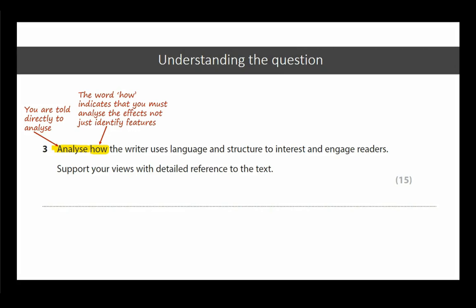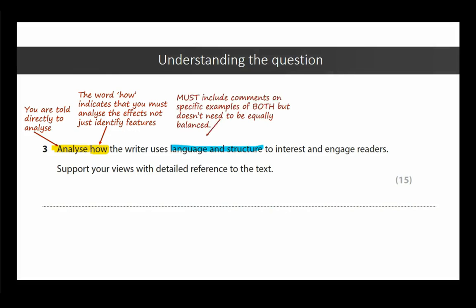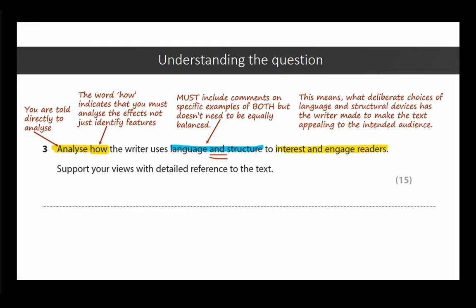not just identify them. We then get this key term in these questions reminding you to comment on language and structure. Remember, you must do that to get more than half marks. And then this term here, the wording of question 3, to interest and engage the readers, simply means what deliberate choices has the writer of this text made to make it interesting and appealing to the intended audience, given the subject matter, given the purpose, and given the form.